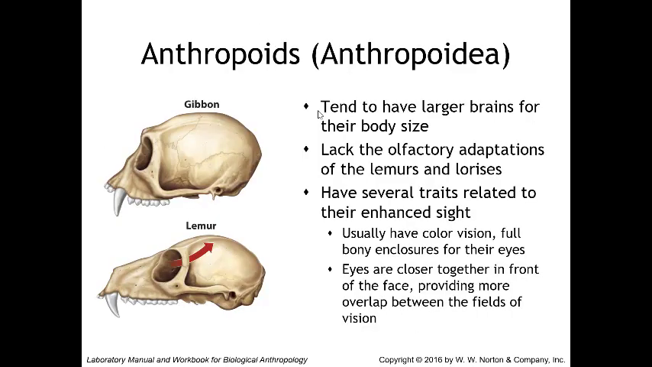Next, we have anthropoids. Anthropoid primates are generally larger than the lemurs, lorises, and tarsiers. They tend to have larger brains for their body size. Almost all anthropoids are diurnal and rely more on their vision than their sense of smell. Because of that, they lack the olfactory adaptations of the lemurs and lorises. They don't have a long snout. They don't have a rhinarium. They do have several traits related to their enhanced sight. Usually they have color vision and full bony enclosures for their eyes. Their eyes are closer together in front of their face, and they provide more of an overlap between the fields of vision.